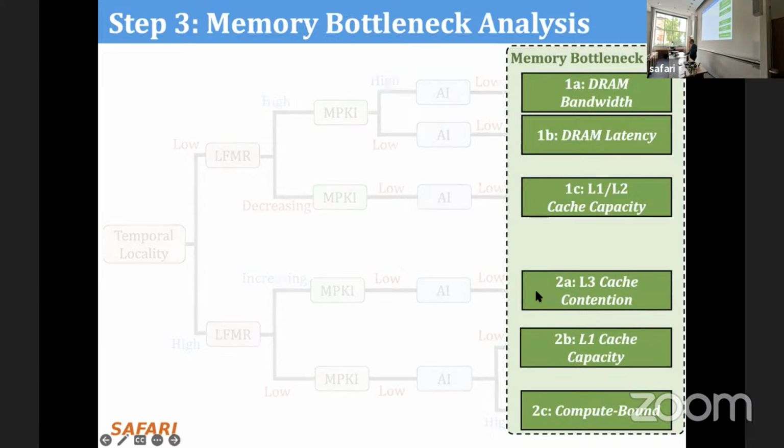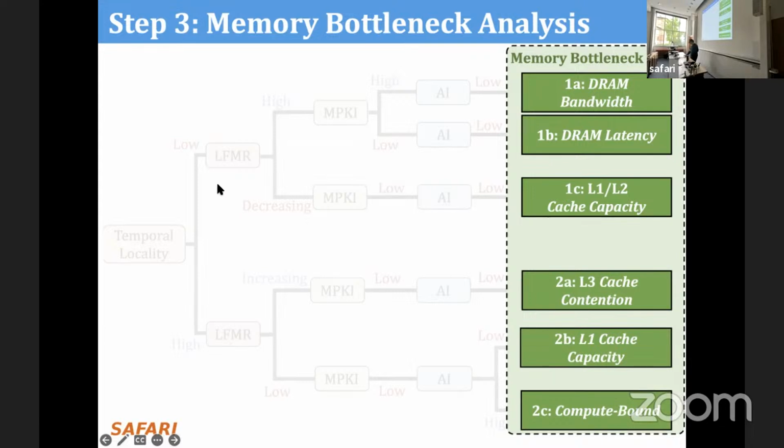this is one way of classifying the bottlenecks, right? It's good to do bottleneck analysis in your workload so that you can understand what a function is bottlenecked by, right? And then you can expand this analysis to what a group of functions is bottlenecked by. And then you can decide what should be executed where, right? So in this particular case, there are 6 different bottleneck classes, as you can see. The function may be bottlenecked by DRAM bandwidth, DRAM latency, L1 or L2 capacity, L3 cache contention, L1 capacity, or it could be compute bound.